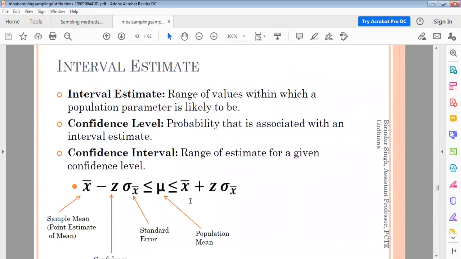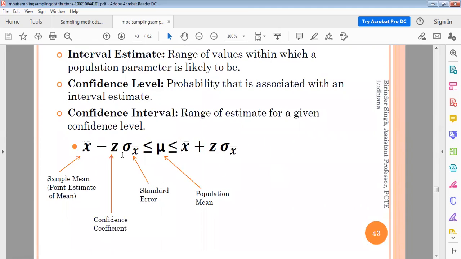In an interval estimate, a range will be given. We will also have the confidence level and the confidence interval, like this. This is the sample mean, and z sigma x bar, this is the standard error, remember it, less than or equal to mu, where mu is the population mean, less than or equal to x bar plus z sigma x bar. This is the left tail and this is the right tail, and this is the confidence coefficient z. Z is the confidence coefficient.